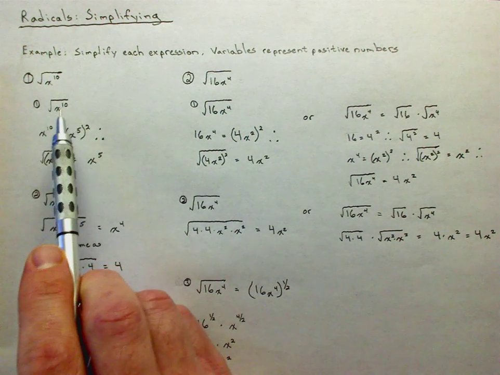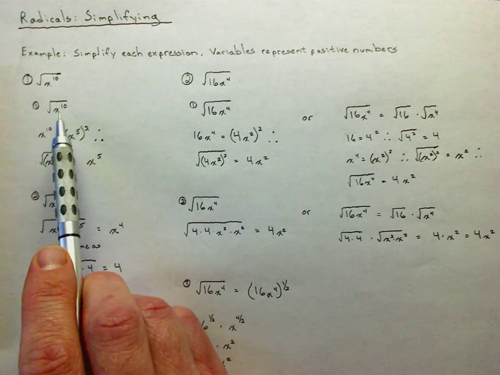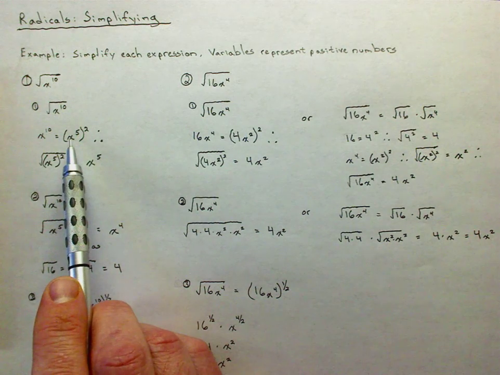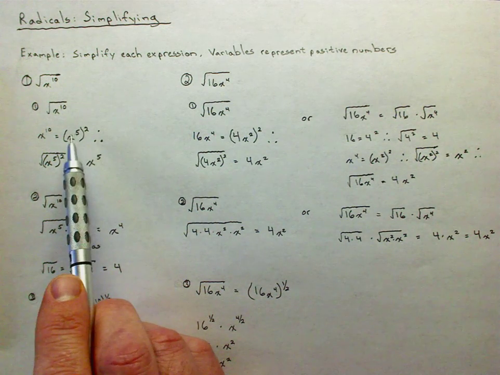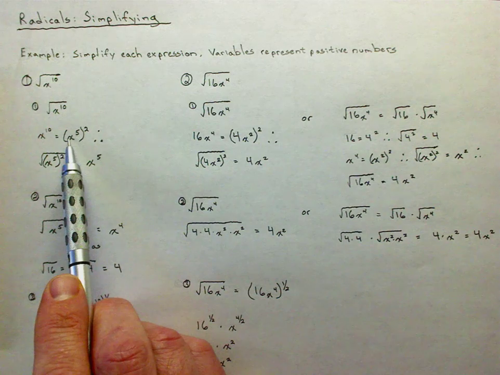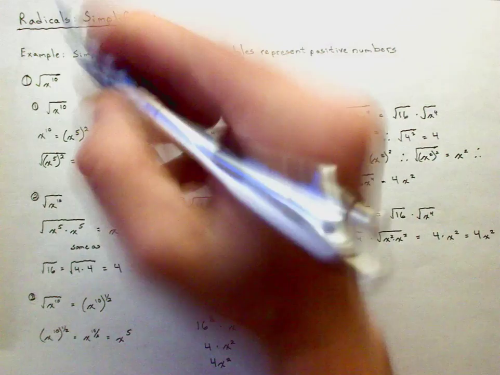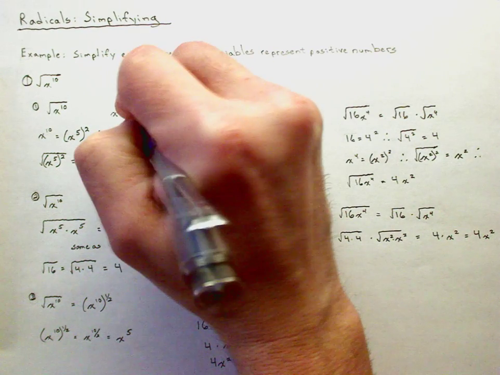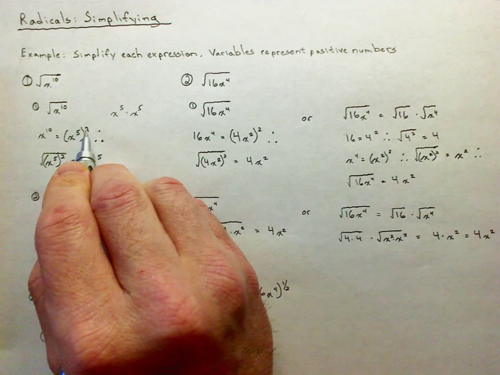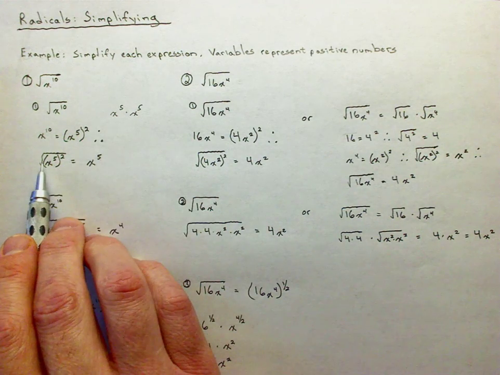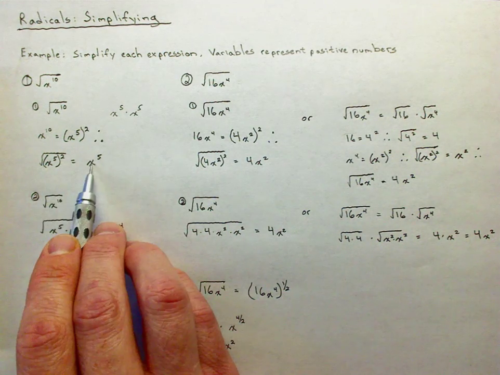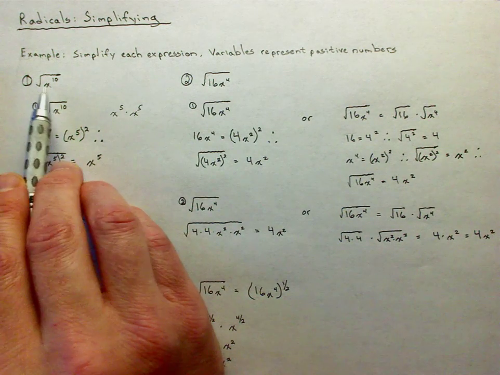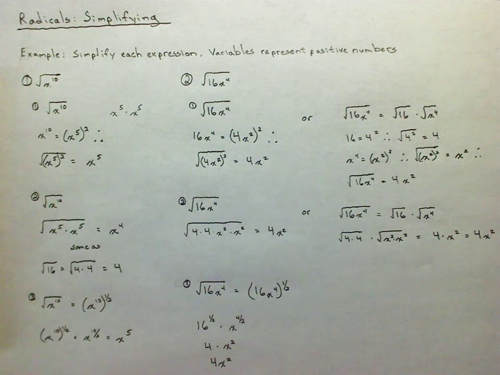So the way that we look at this is that I have the square root of x to the 10th. Well, x to the 10th is simply x to the 5th squared. If I multiply two x to the 5ths together, such as x to the 5th times x to the 5th, that's the same as x to the 5th squared. Therefore, the square root of x to the 5th squared is simply x to the 5th. Or the square root of x to the 10th is x to the 5th.